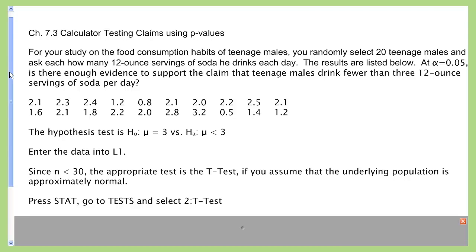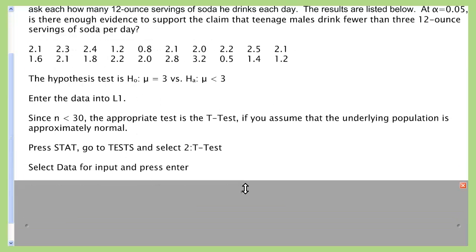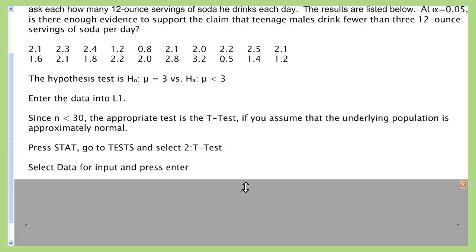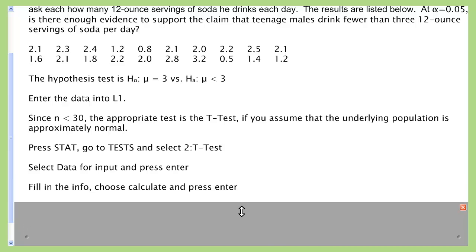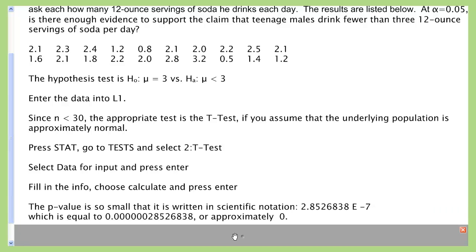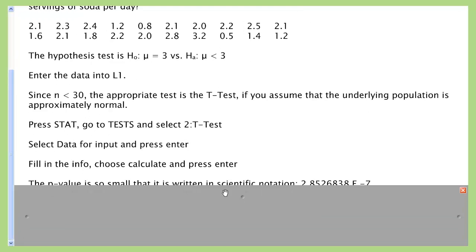So what you'll do is go to Stats, go to Test, and select choice number 2, which is the t-test. You're going to select Data this time for input because you're going to have this data in L1. You're going to fill in all of your info, go down to Calculate, and press Enter. Now remember, your info is going to be less than when you get to mu.